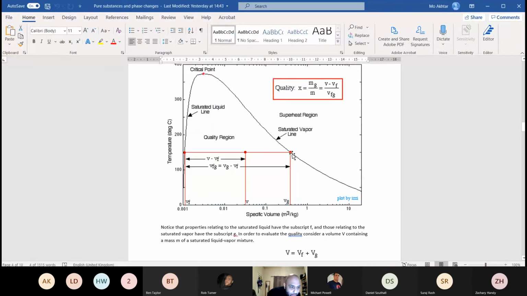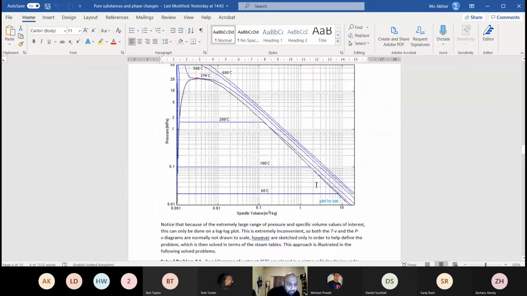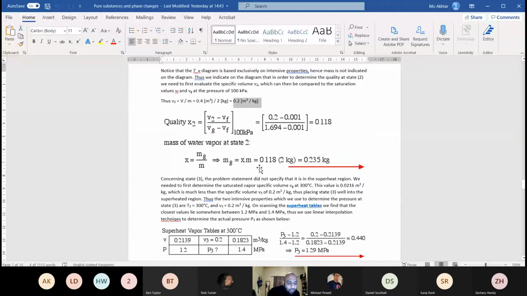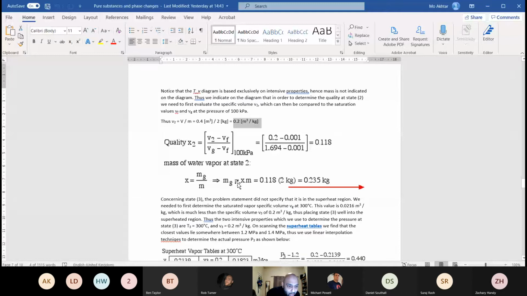About that point here, okay. So if you go back down to here, the mass of water vapor is going to be mg equals x times m. Now you've got x, which is 0.118. You've got your mass, which is 2 kilograms. We times them together. Mass of water vapor at state two is 0.235 grams.